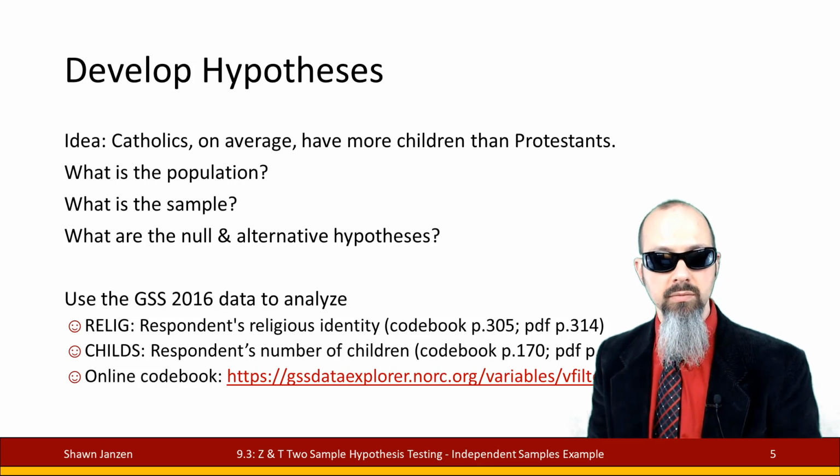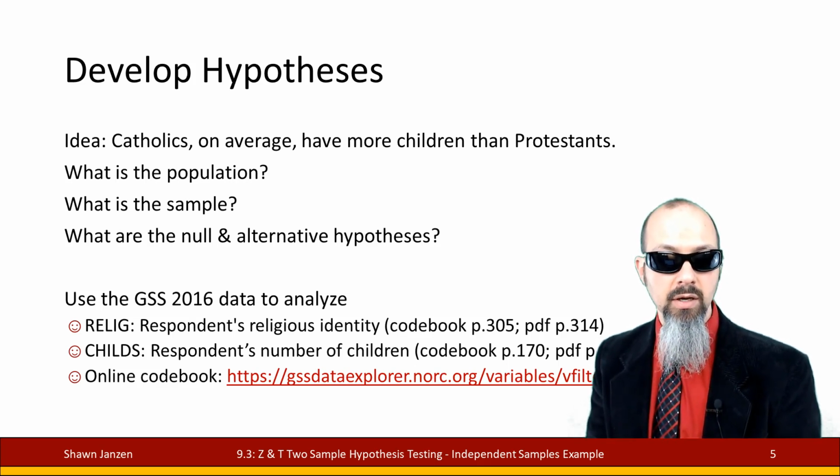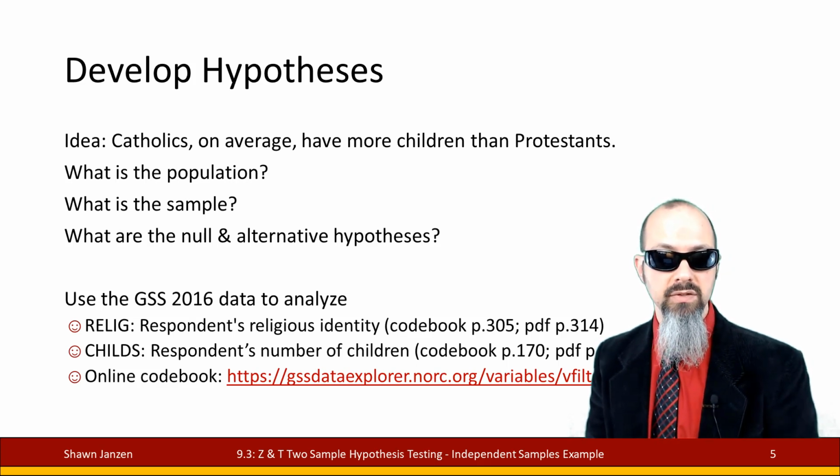What is the population? What is the sample? And what are the null and alternative hypotheses? Keep in mind, we're using the General Social Survey 2016, so the GSS, to analyze this. The variable for religious identity is relig, capital R-E-L-I-G. If you're looking in the codebook, it's on page 305, or the PDF version, page 314. The number of children is in the childs variable, codebook page 170, or PDF page 179. And there's also the online codebook for the GSS that I highly recommend rather than having to flip the giant PDF. And you can search for these variables there as well.